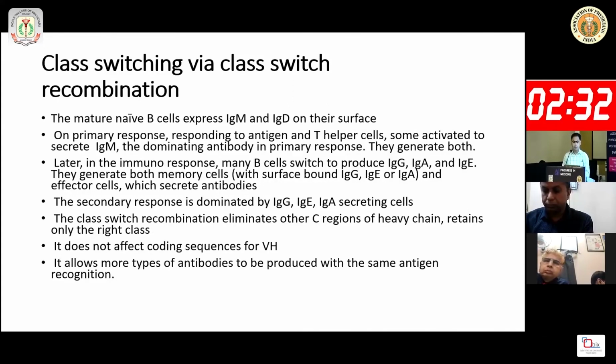The mature naive B cell expresses the IgM and IgD on their surface. On primary response, responding to antigen and T helper cells, some activated immunoglobulin secrete IgM, the dominating antibody in primary response.